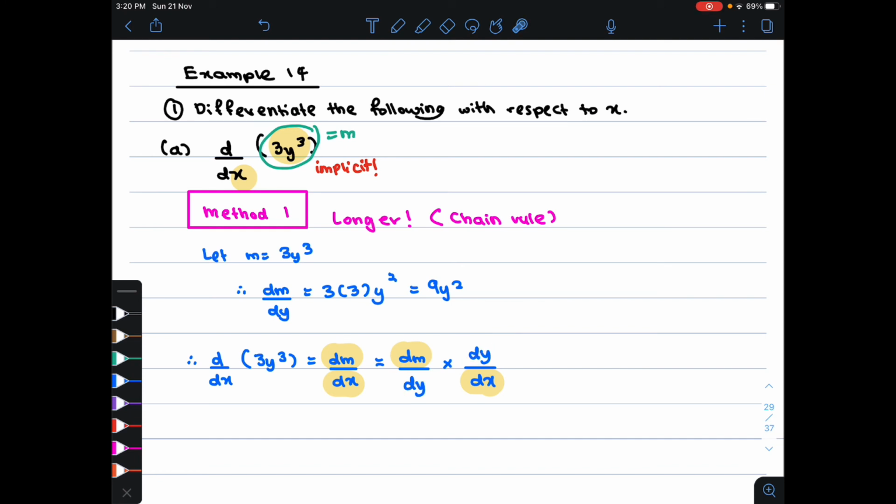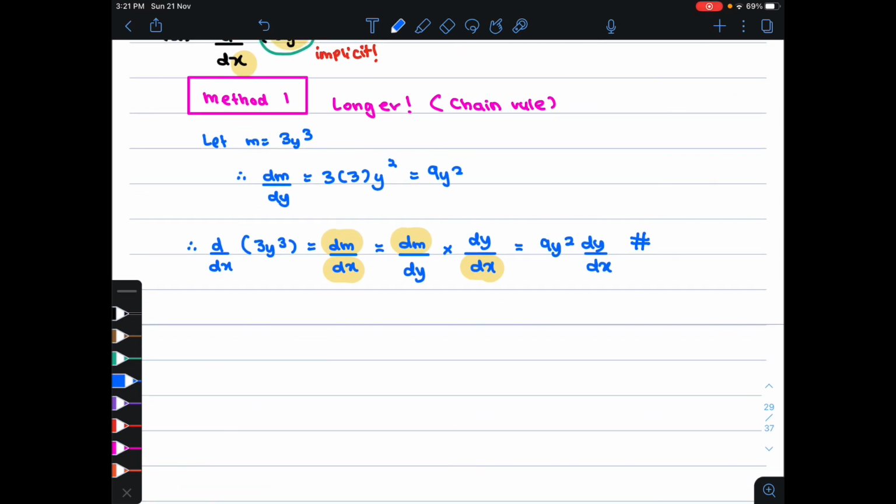So let's substitute. We know that dm over dy is 9y squared. And here is dy over dx. So just put down dy over dx. And hence, this is actually 9y squared dy over dx. So that is by using method 1, chain rule.